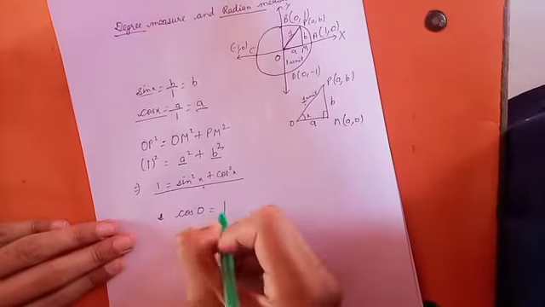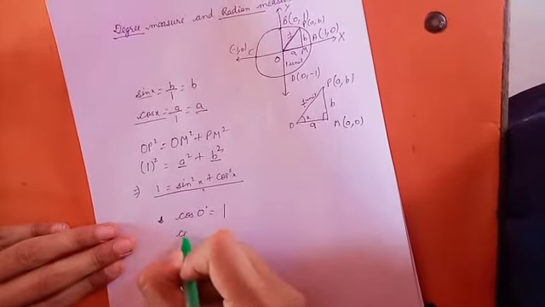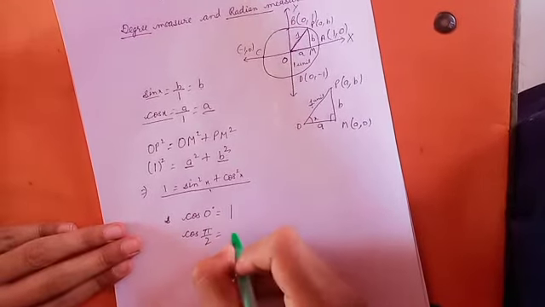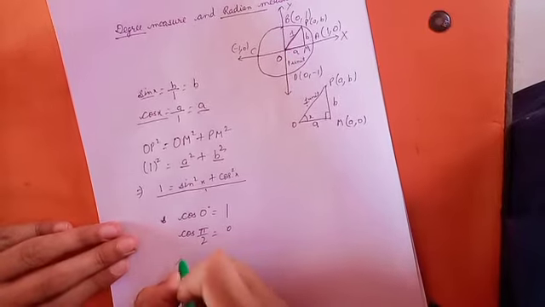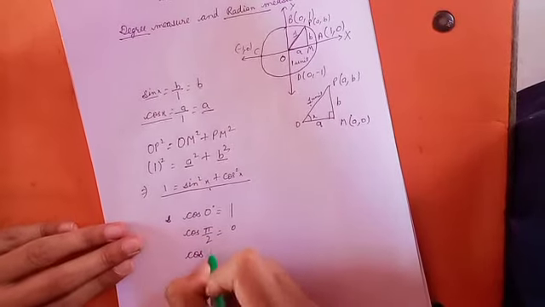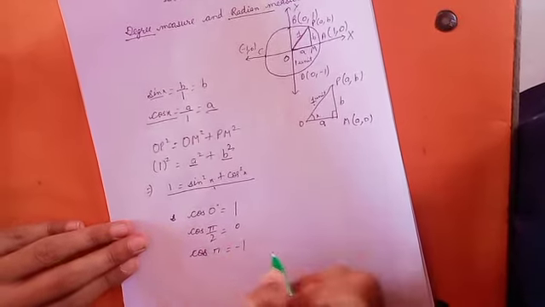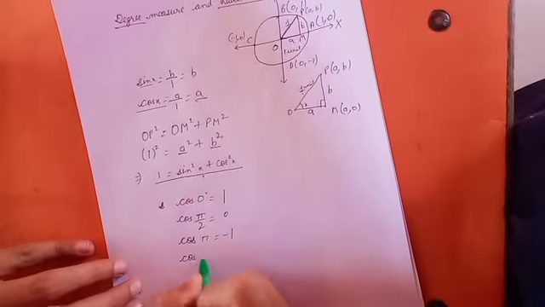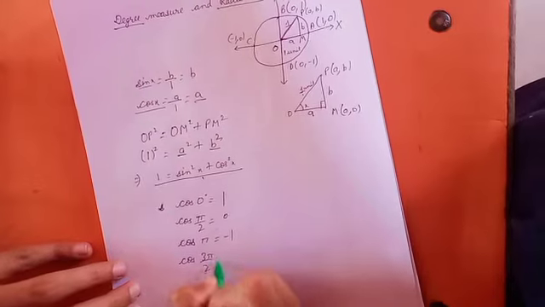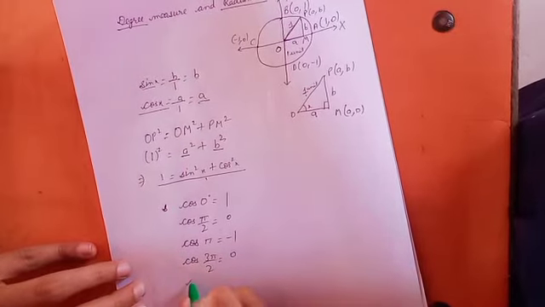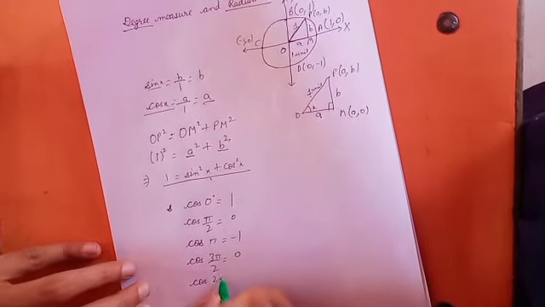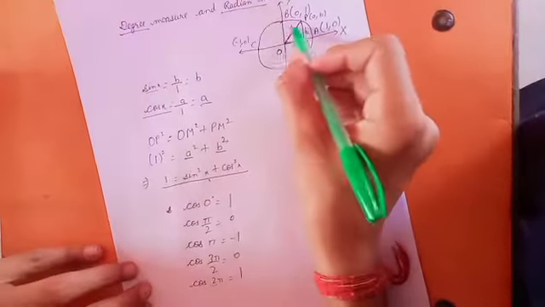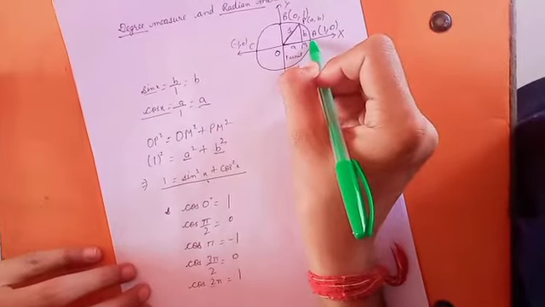Okay, now we know cos 0 is equal to 1, cos pi by 2, now we are talking in radians, pi by 2 is 0, cos pi will be equal to -1, cos 180 degree, cos 3 pi by 2 is also equal to 0, and cos 2 pi is again equal to 1, because in 2 pi it has completed its whole revolution and it is back here.